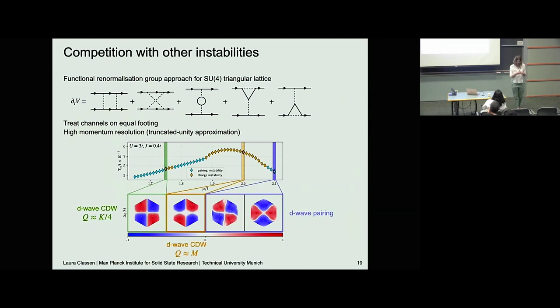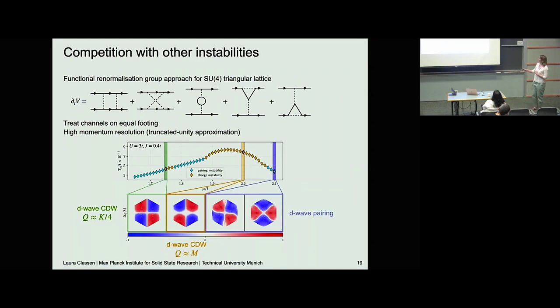In particular, it includes the mutual feedback between all of these, if they suppress each other or not, or enhance each other. Furthermore, we made use of methodological developments of the past years, which allow us to have a really good momentum resolution, both for these form factors as well as the wave vectors of the density waves. Okay, and this is the result we get as function of filling, the critical temperature, as well as the type of order of this FRG calculation.